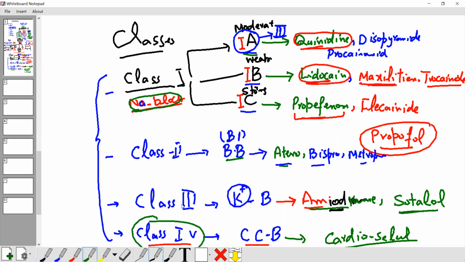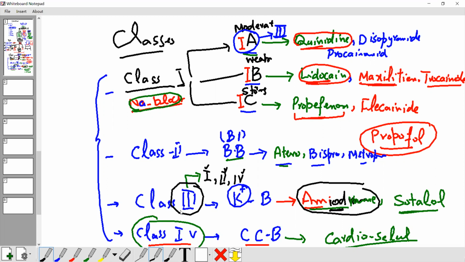Clear? Now see here, what is class 3 doing? Class 3 can act like class 1, class 2, and class 4. Which one is it? Amiodarone. Amiodarone can block the sodium channel, which is class 1. It can block the beta receptor, which is class 2. It can block the calcium channel, which is class 4. It belongs to class 3. This is why I call amiodarone a one-man army. Amiodarone can control any type of arrhythmia. The only drawback is the side effects.